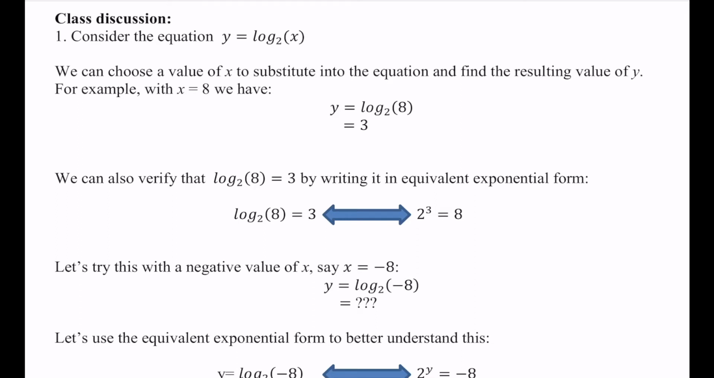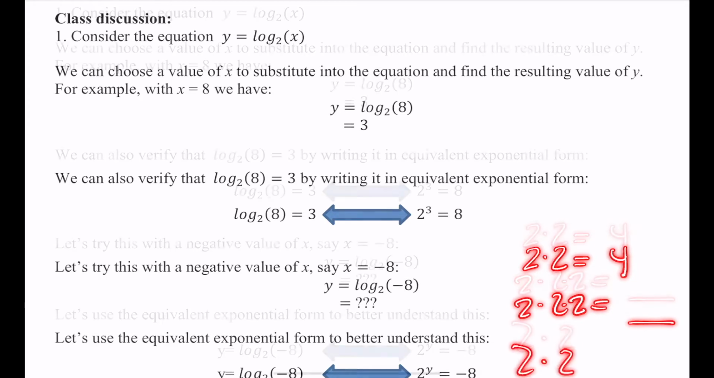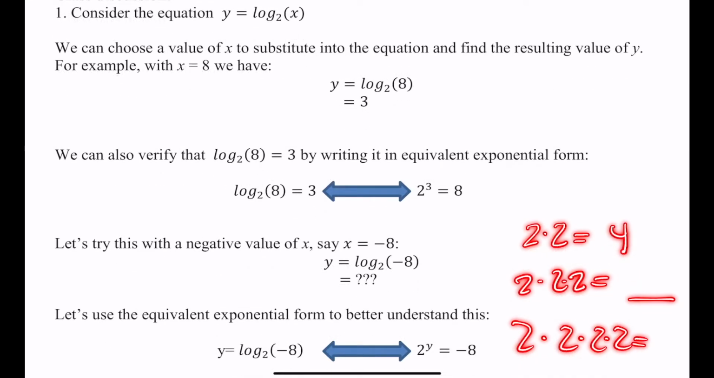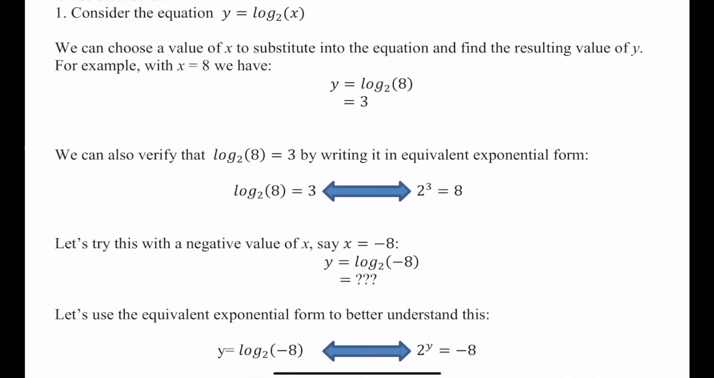Now on your own paper, multiply 2 by itself a few times. So here's 2 times 2 is 4, and continue that and see what you get. And that might help you answer this question. That is, what is the y here?